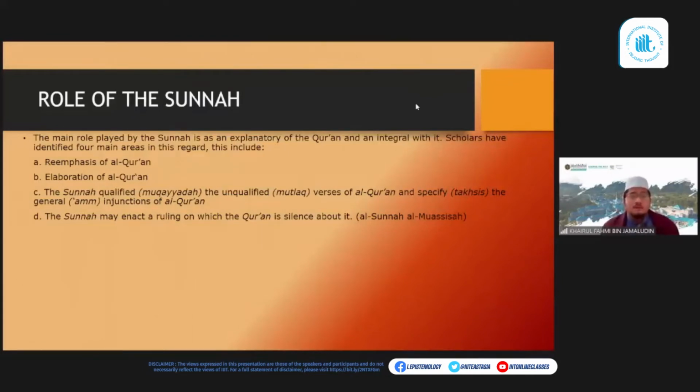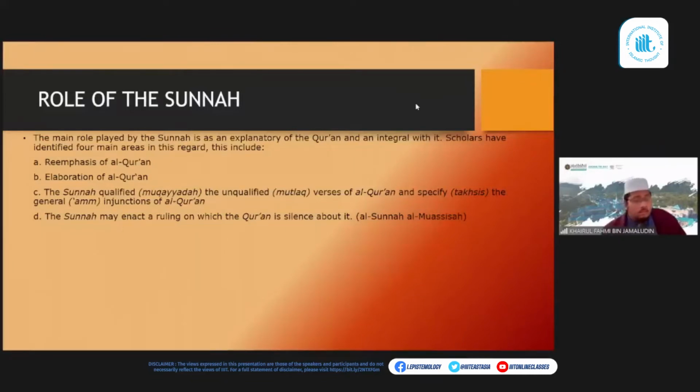Firstly, the emphasis of the Quran. This is number one. Number two, elaboration of the Quran. They will elaborate the Quran, because sometimes a Quran verse is revealed in a very general form. For example, when we talk about the obligatory prayers, salawatul khams, Allah said, aqimus salah wa atu zakah.